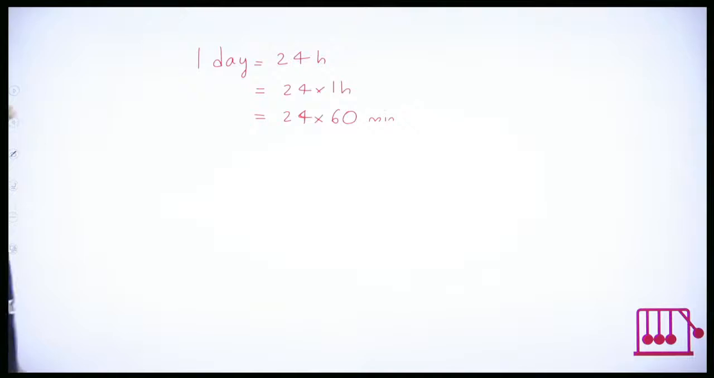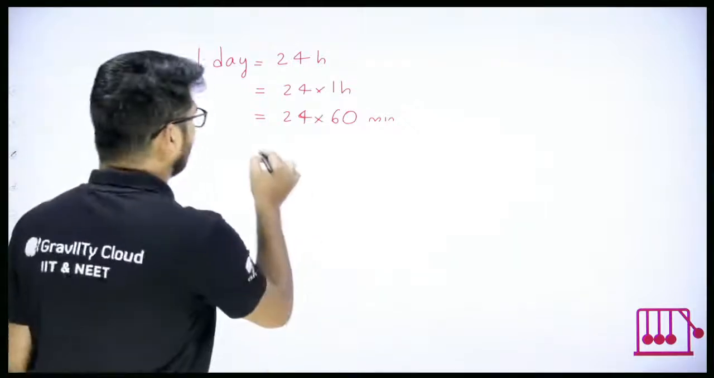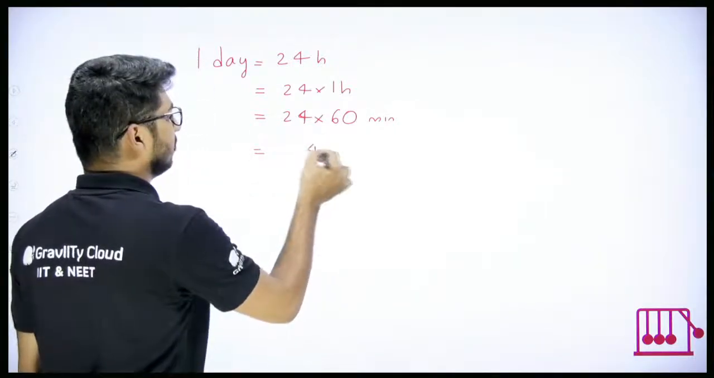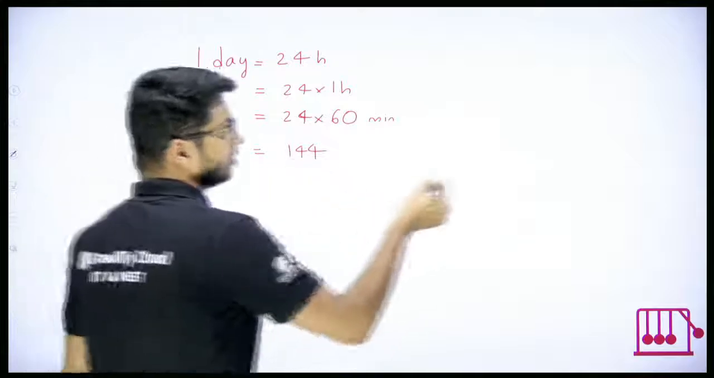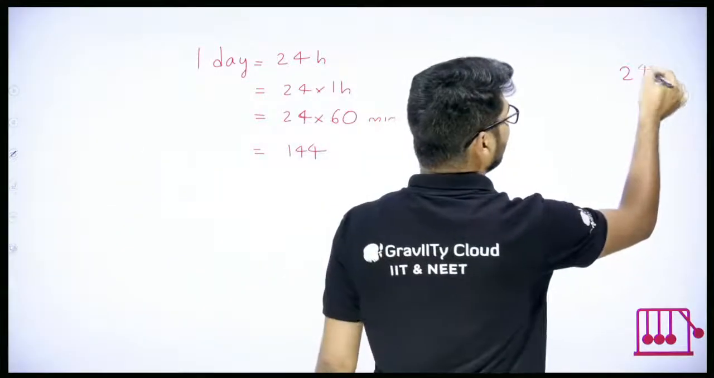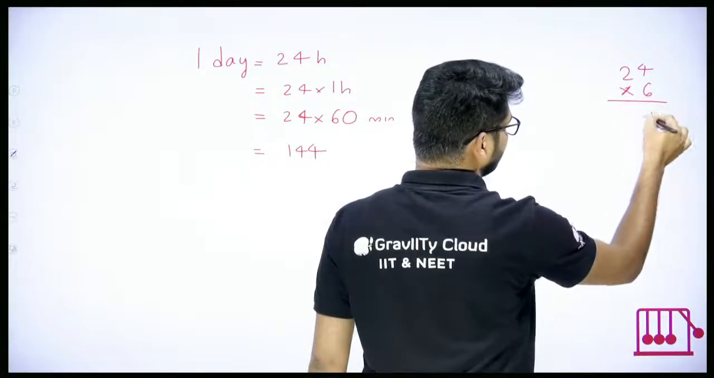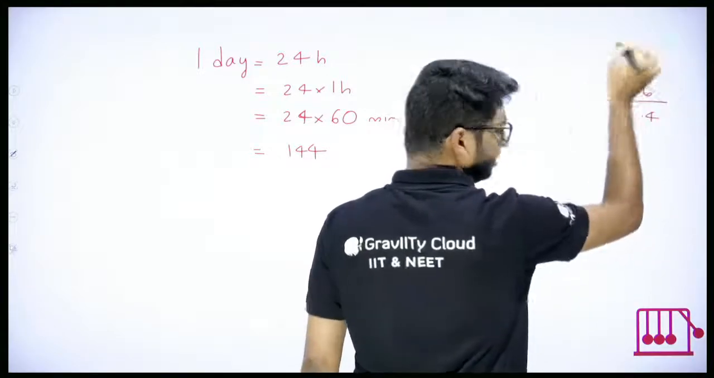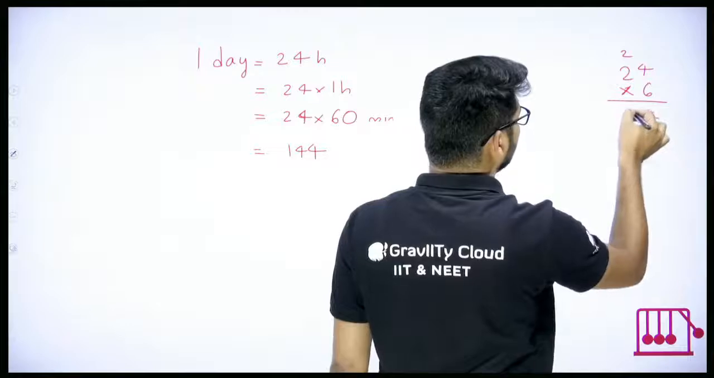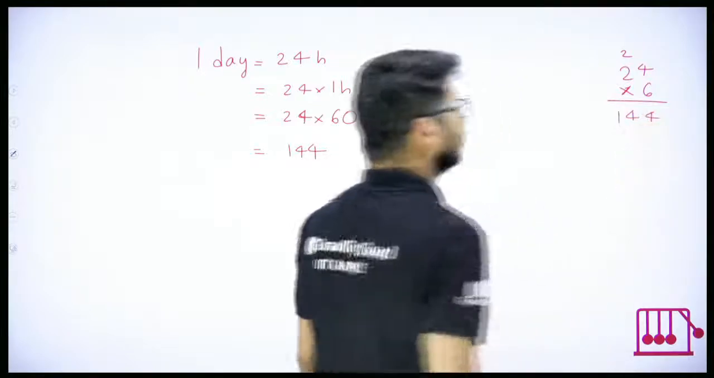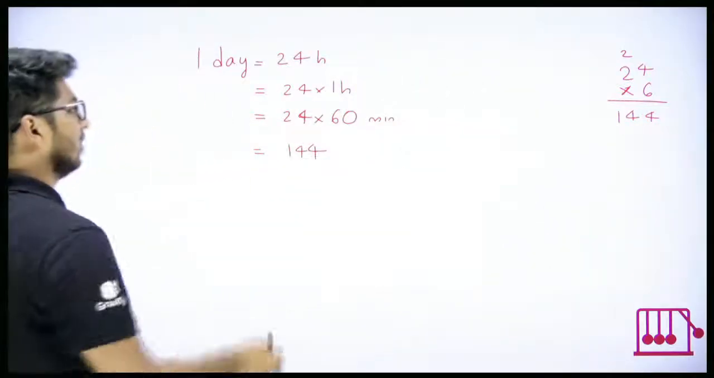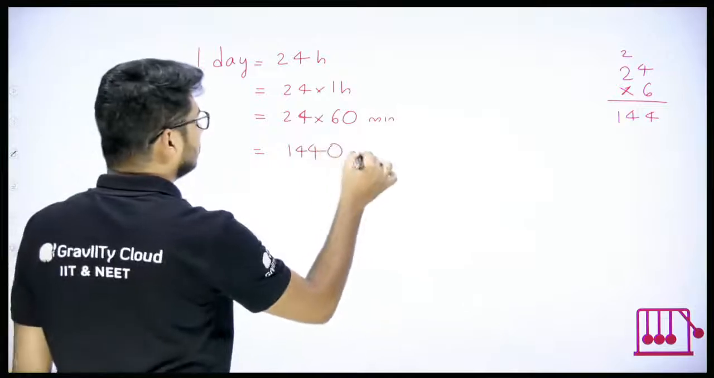1 hour is 60 minutes, so 24 into 6. How much is that going to be? 6, 4, 24, 144. You can do the calculation here, 24 into 6. We are multiplying them, 4 into 6, 24, 2 carry, 6 into 2, 12, 12 plus 2, 14. 144. So 144 we have a 0.